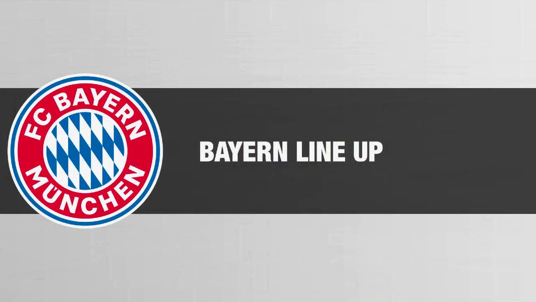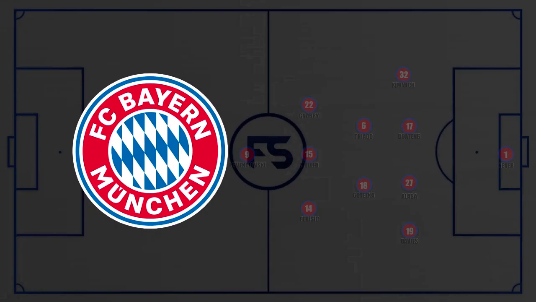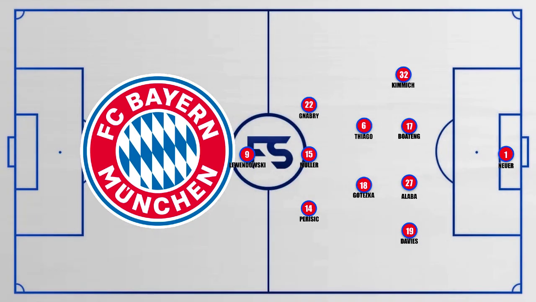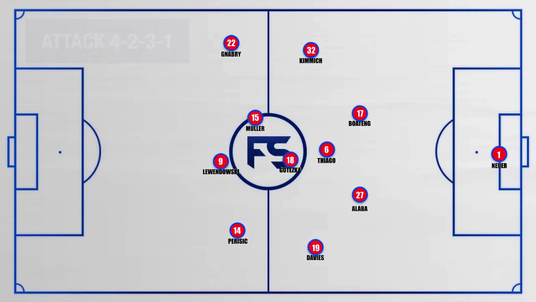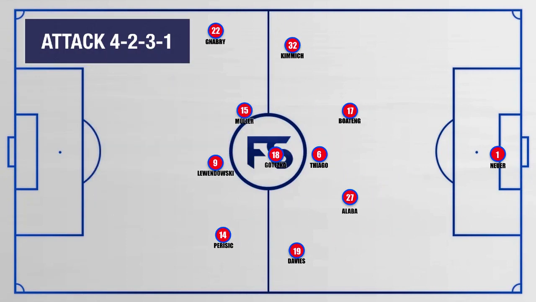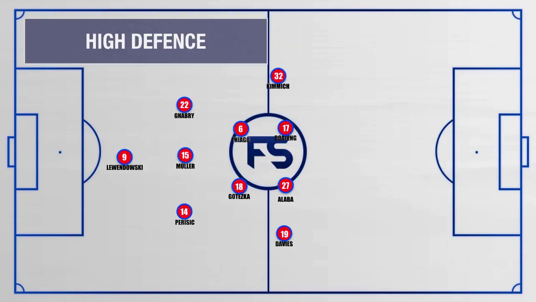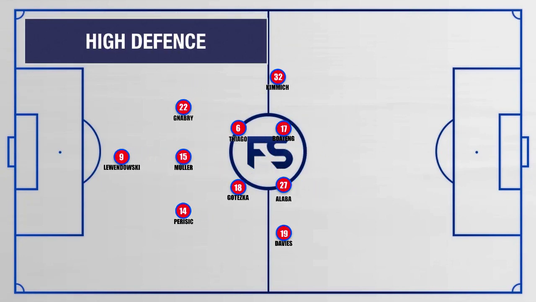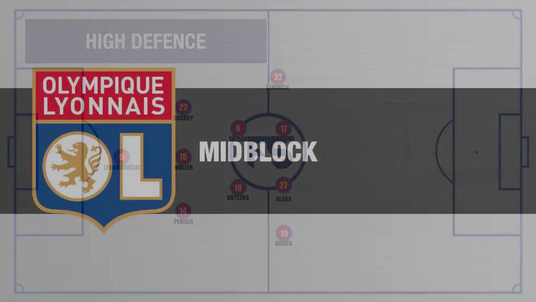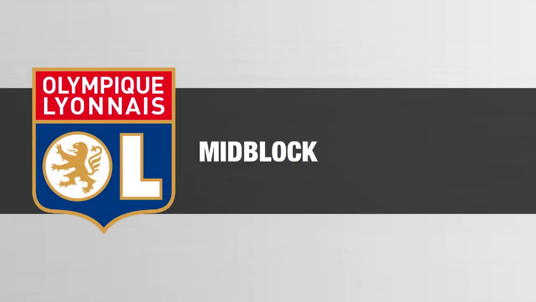Bayern Munich lining up with exactly the same players that won 8-2 against Barcelona. 4-2-3-1. In the attacking phase, lots of movement and mobility, picking up different positions, and in the defensive phase keeping that high defensive line, which often got caught out with the offensive transitions by Olympique Lyonnais from their defensive mid-block.